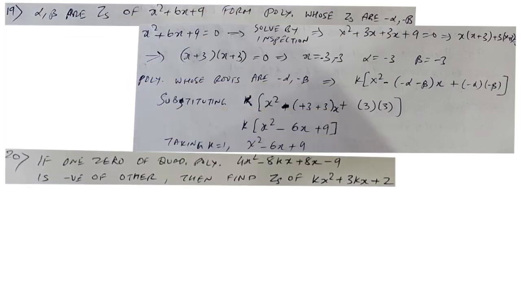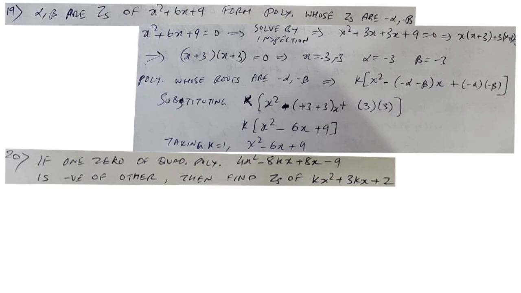Okay. If one of the zeros of the quadratic polynomial 4x squared minus 8kx plus 8x minus 9 is negative of the other, then find the zeros of kx squared plus 3kx plus 2. So this is a two-part problem. One part they are asking you to find what is k, okay, right? And second part, once you found out the k, you get a polynomial kx squared plus 3kx plus 2. They are asking you to find the zeros or roots of that polynomial.